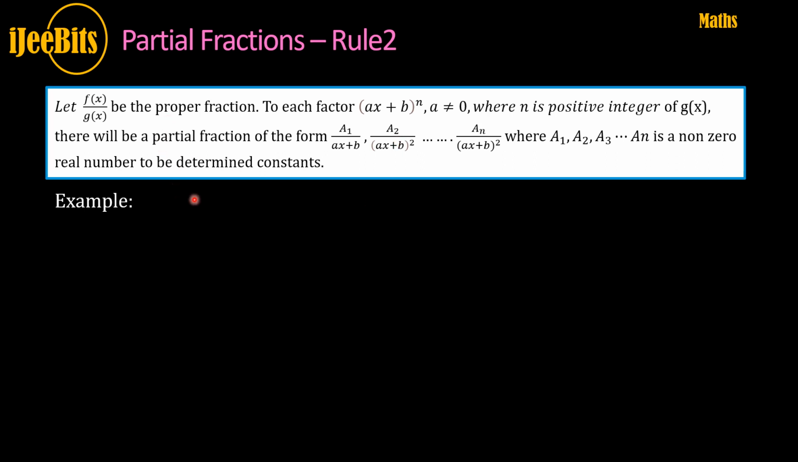Rule number 1 is the non-repeated case, but rule number 2 is the repeated case. For a given proper fraction, if there is a repeated g of x in the power form, then the way you represent the partial fractions is in this form: A1 by ax plus b, A2 by ax plus b whole square, and so on.